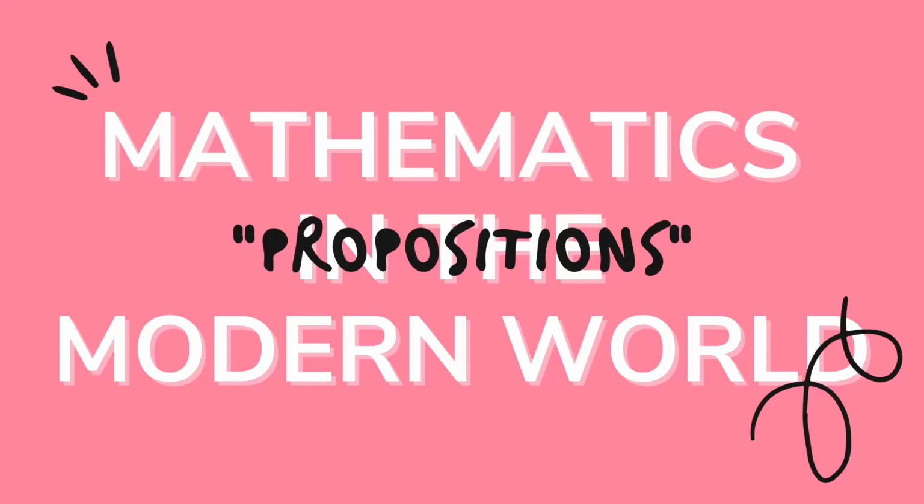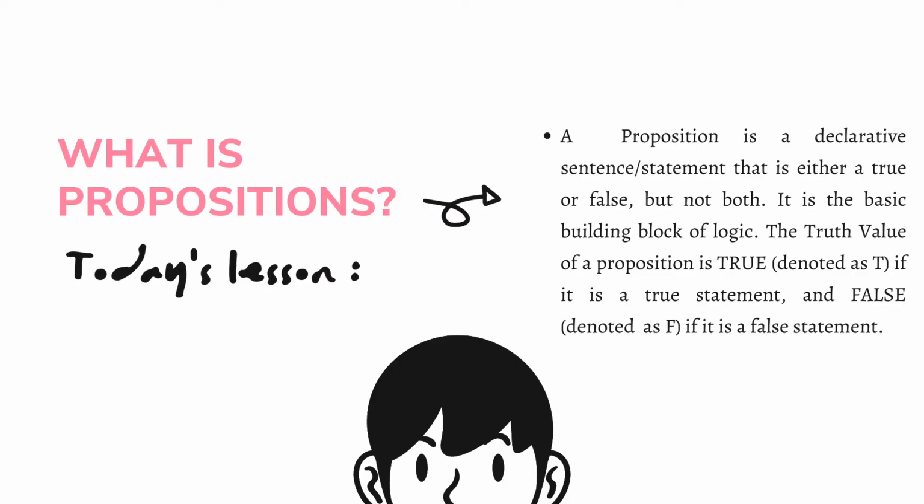Mathematics in the Modern World: Propositions. What is a proposition? A proposition is a declarative sentence, a statement that is either true or false, but not both. It is the basic building block of logic. The truth value of a proposition is true, denoted as T, if it is a true statement, and false, denoted as F, if it is a false statement.